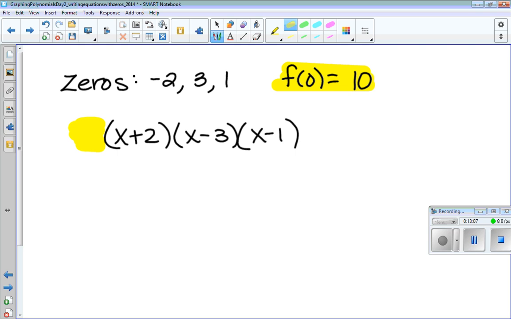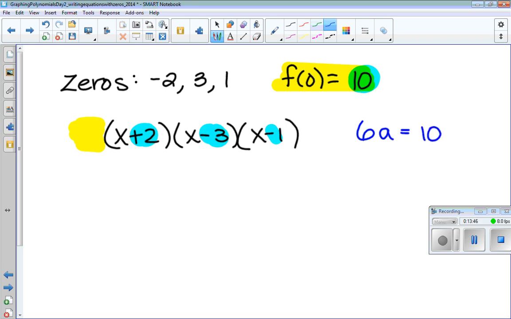Well, what is the y-intercept right now? Well, I could do a lot of work and multiply all of that out. But honestly, if I just multiply these numbers together, it'll give me the y-intercept. So what is 2 times -3 times -1? 6. So right now, the y-intercept would be 6. Is that what I want it to be? No. I want it to be 10, don't I? So right now, it's 6. So 6 times something, I'm going to call it a, because it is the leading coefficient. 6 times some number is equal to 10.